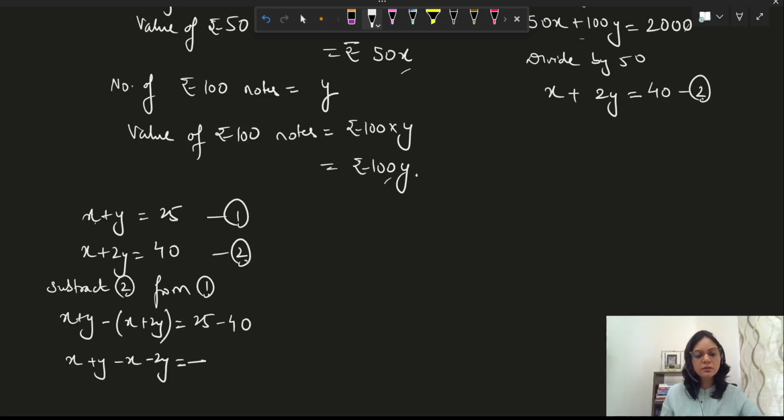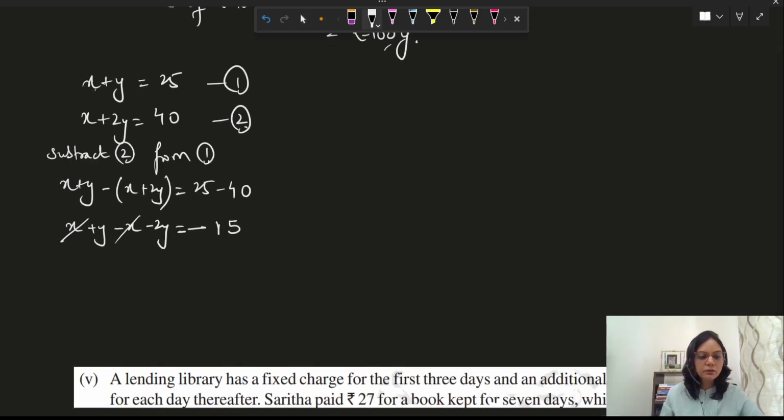How much is that? 5 and 15. Okay, so x goes away. So what are you getting over here? You're getting minus y is minus 15. So y comes out to be 15.